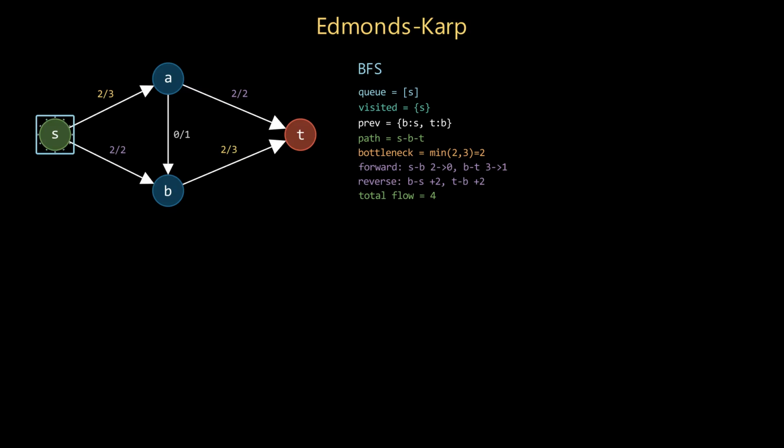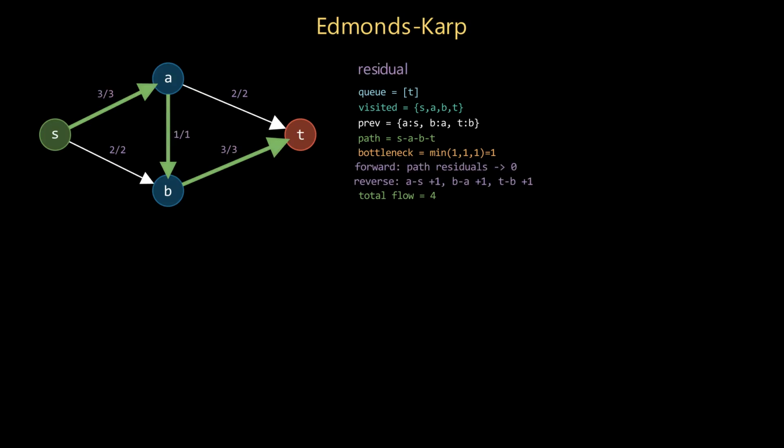Run BFS a third time from S. Now S to B is full, so only A is reachable from S. From A, B is reachable through the remaining edge. From B, T is reachable, giving path S to A to B to T. This time previous links are from S, B from A, and T from B. The backward walk gives bottleneck 1, so each forward residual on that path drops to 0 and each reverse entry gains 1.